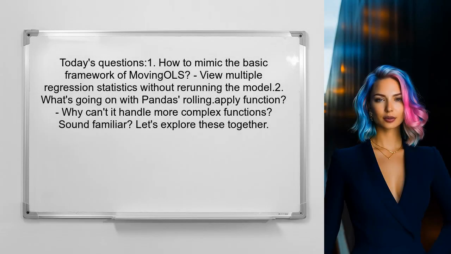Let's break down the specific questions we're tackling today. One user asked how to mimic the basic framework of moving OLS, wanting to view multiple regression statistics without rerunning the model. Another question is about the inner workings of Pandas' rolling.apply function and why it can't handle more complex functions. Sound familiar? Let's explore these together.